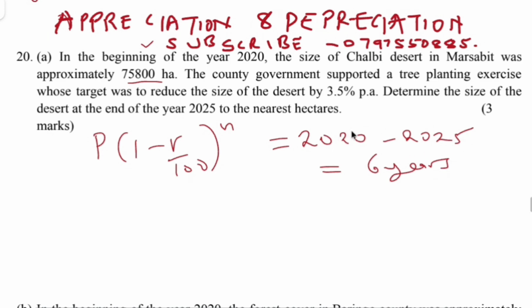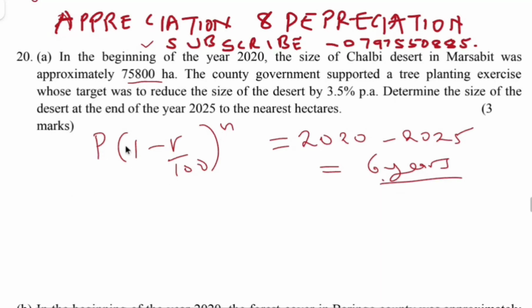Sawa, 2020, 21, 22, 23, 24, 25. Ama waweza subtract 2025 minus 2020, answer itakupa 5 years. Sio? Because you've excluded 2020. So you'll add 1, alafu itakupa 6 years. Sawa? So n equal to 6.